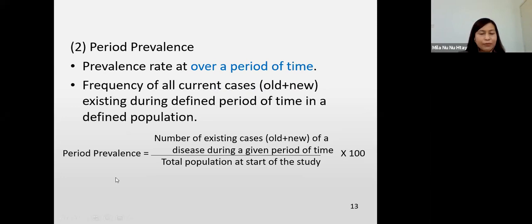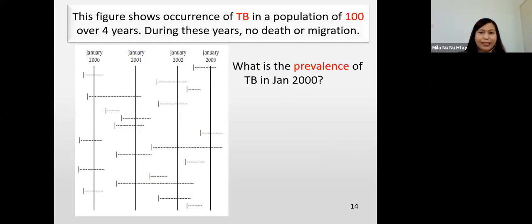So the formula is very similar. Period prevalence is the total number of the cases, including the old and new cases, divided by the total number of the population at the beginning of the study, then multiplied by 100. So let's do some exercises for the point prevalence, period prevalence, and incidence.